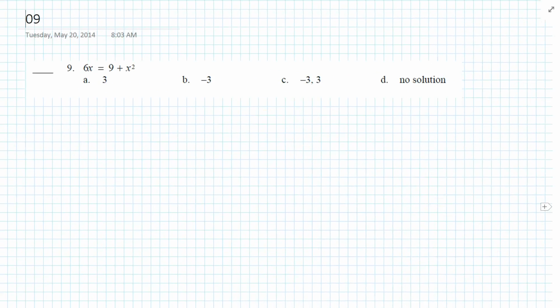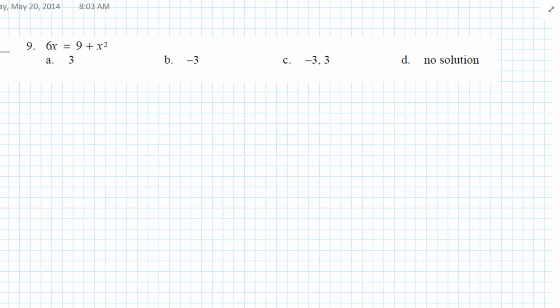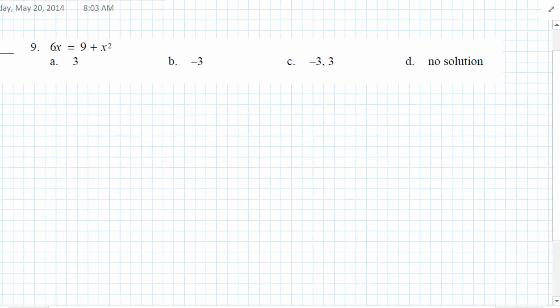Number 9. 6x equals x, 9 plus x squared. Set it equal to 0, make it a quadratic. So 0 equals x squared minus 6x plus 9. All I did was subtract the 6x over and put it in order. Now we've got a quadratic.